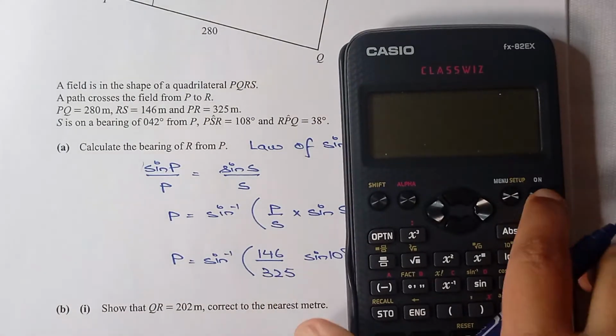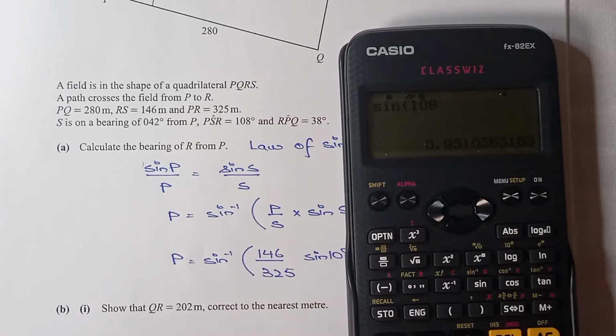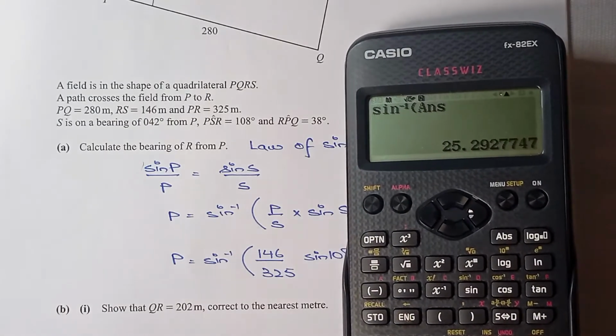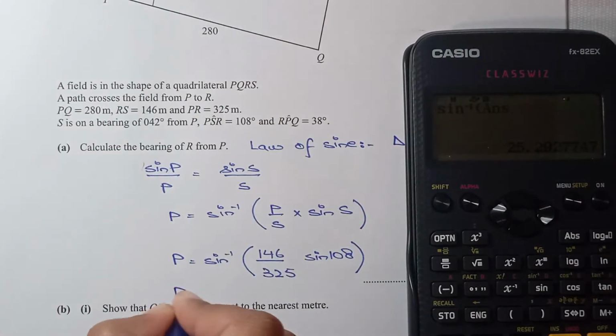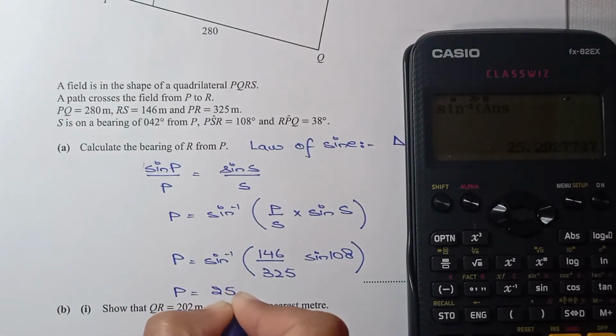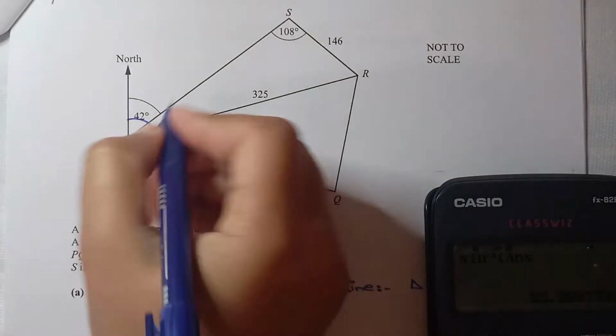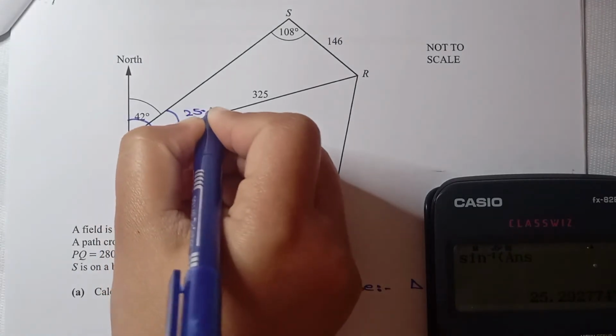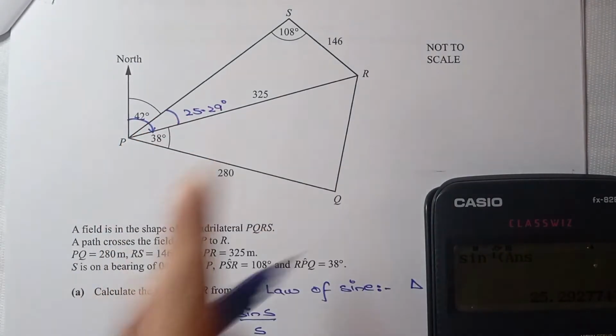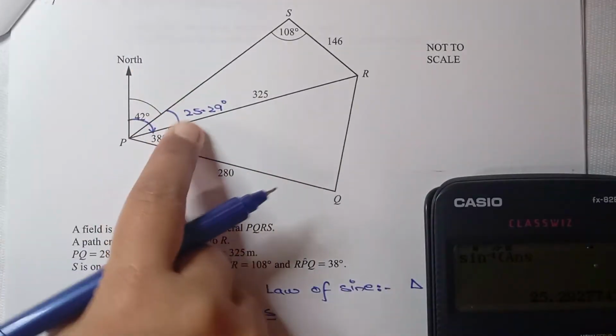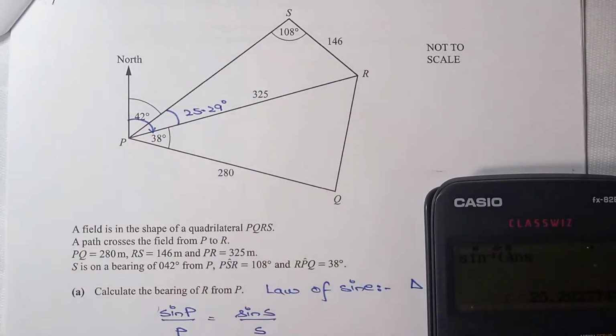Okay, so we have sine inverse of 108 times 146 divided by 325, and this is 25.29. So P is 25.29 degrees. This is P. So we have got the angle P, that is 25.29. And now the bearing of R from P would be the sum of 25.29 and 42.